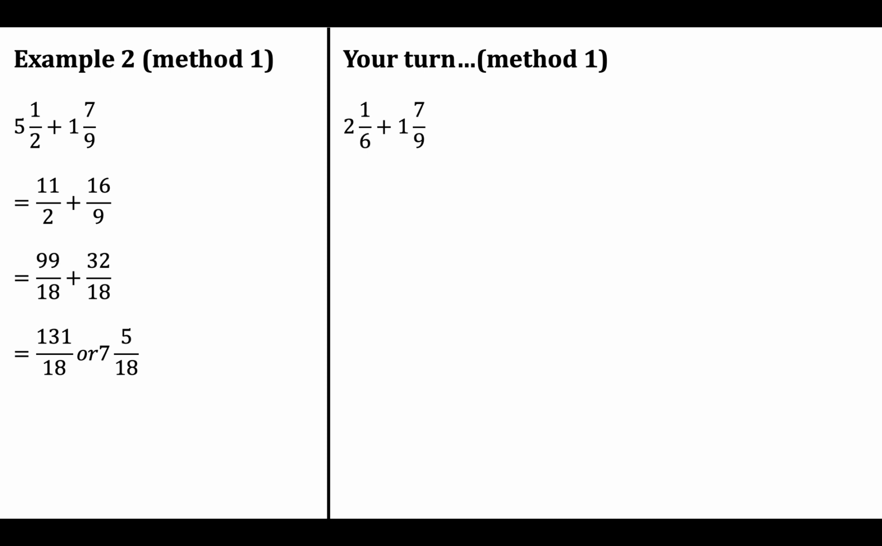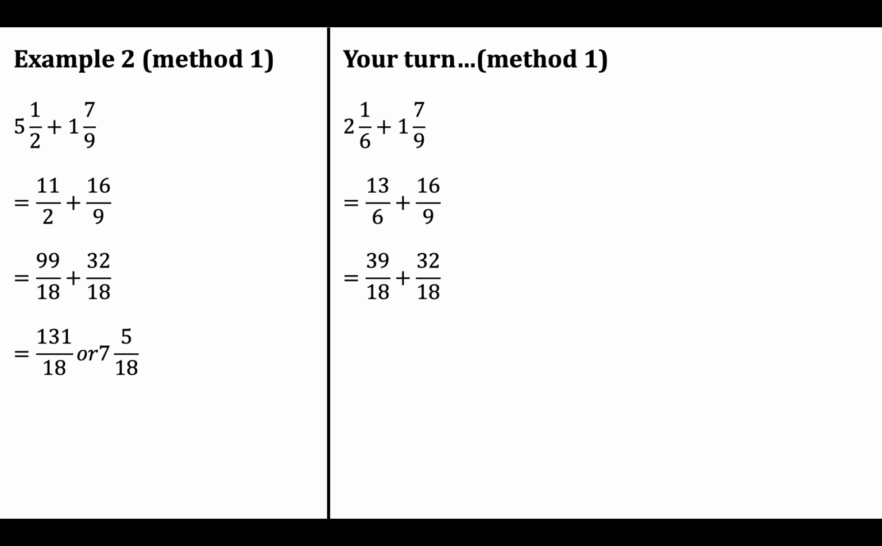Welcome back. So we have 2 and 1/6 plus 1 and 7/9. Expressing those as improper fractions, we get 13/6 plus 16/9. We need common denominators here, which is going to be 18 again. For the first fraction, I've multiplied my denominator by 3 to get to 18, so I need to do the same thing to my numerator to show that it's an equivalent fraction. So 13 multiplied by 3 gives me 39. For this fraction here, I've multiplied my denominator by 2, so I need to do the same to my numerator, and that gets me 32/18.